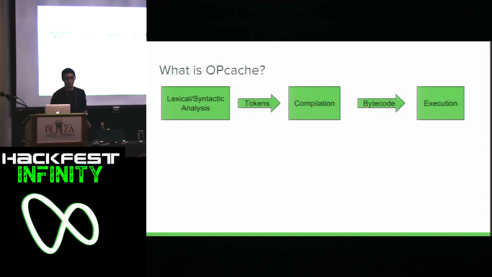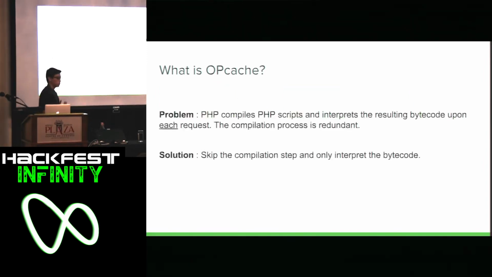So let's say you have a PHP script that you'd like to run, whether it's through the command line or through a website where you visit a web page. What PHP is going to do is read your PHP script and break it down into tokens. These tokens will then get compiled into bytecode, and the bytecode gets executed. Now, the thing with that is that every time someone visits your web page, that would re-trigger PHP to redo that same three-step process over and over again, which is pretty redundant. And that is the problem that PHP OPcache is trying to solve here.